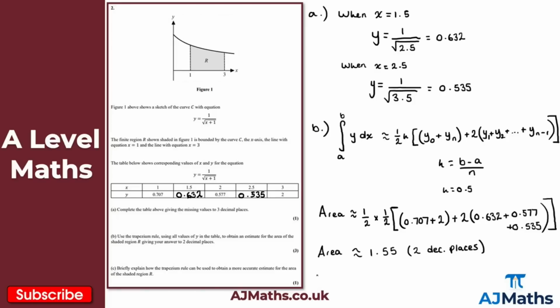And then finally for part C here, it just says, briefly explain how the trapezium rule can be used to obtain a more accurate estimate for the area of the shaded region R. So just one mark here, we simply need one comment to get us that mark. And all you're looking for here is basically we just need to increase the number of strips here to obtain a better estimate. So all I'm going to say here is increase the number of strips to obtain a better estimate.